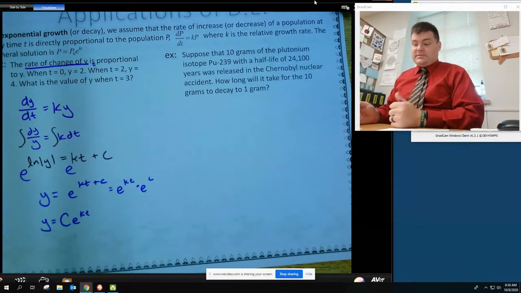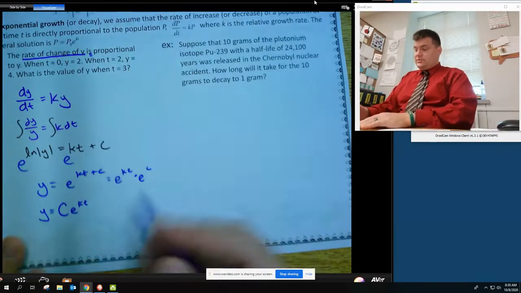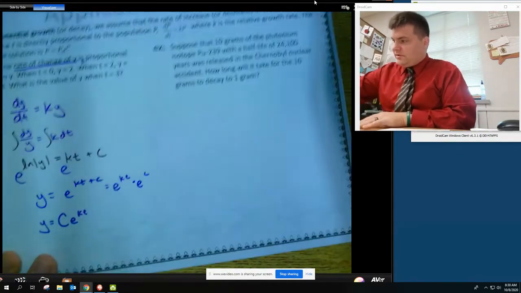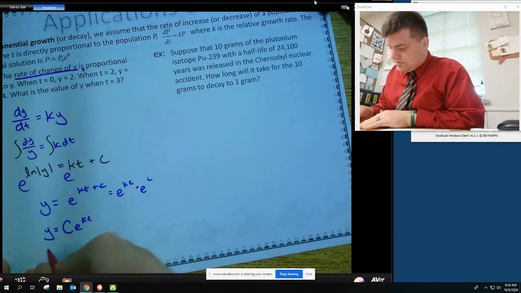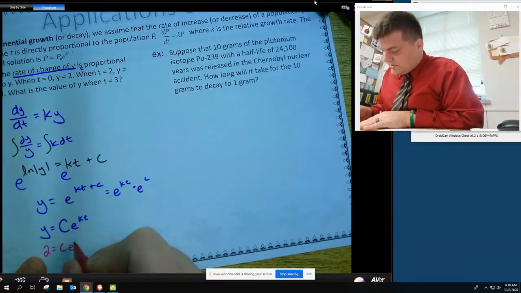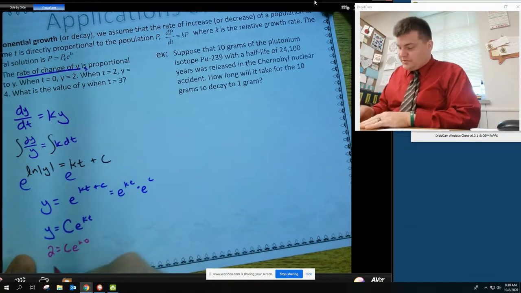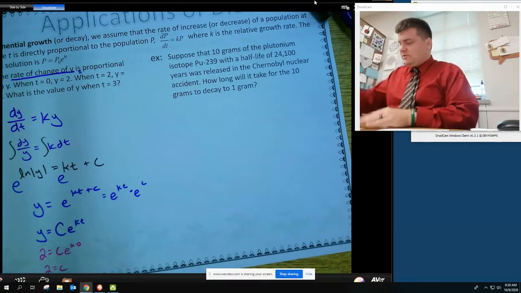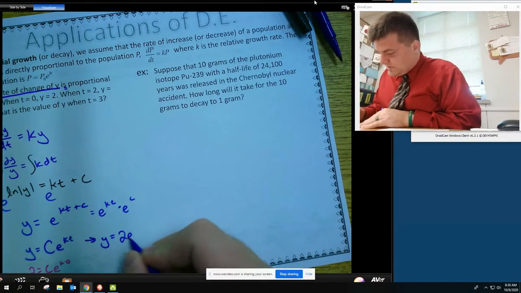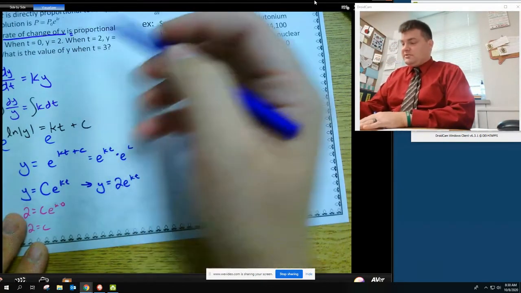So let's start to plug in some of our givens. Our first one says when t is 0, y is 2. So when y is 2, t is 0, so k times 0 is going to be 0. e to the 0 is 1, so c is equal to 2. This is going to tell me that y equals 2e to the kt. So I solved for one letter. I need to solve now for the other. That's why I'm given 2 sets of equations.